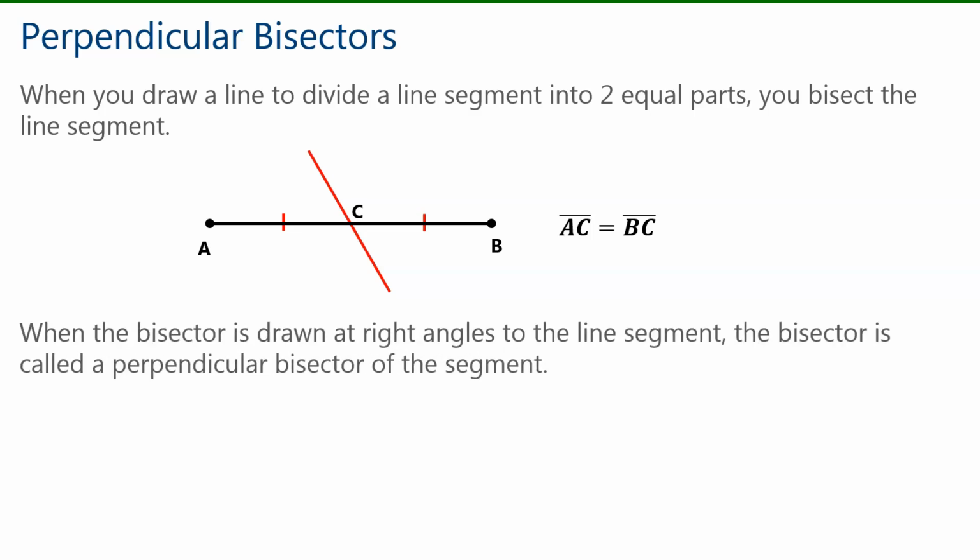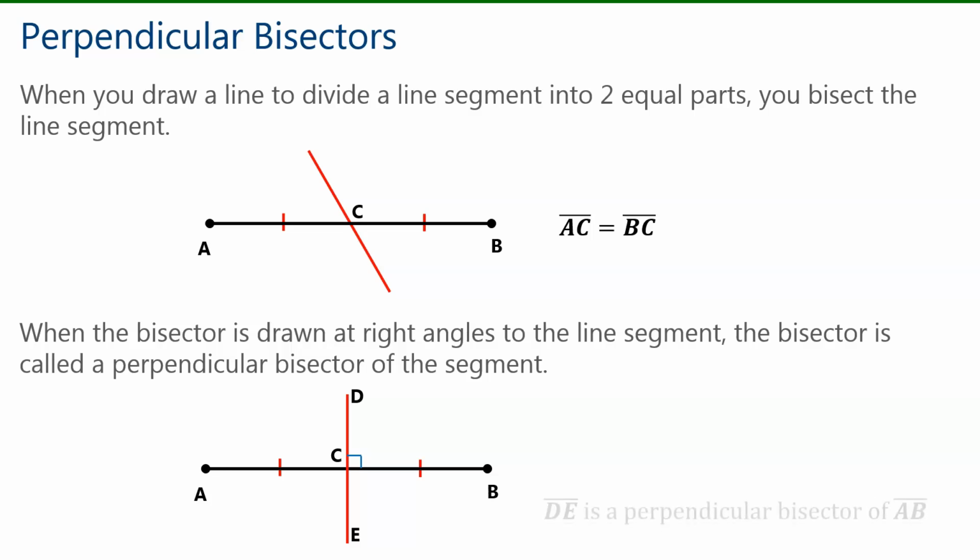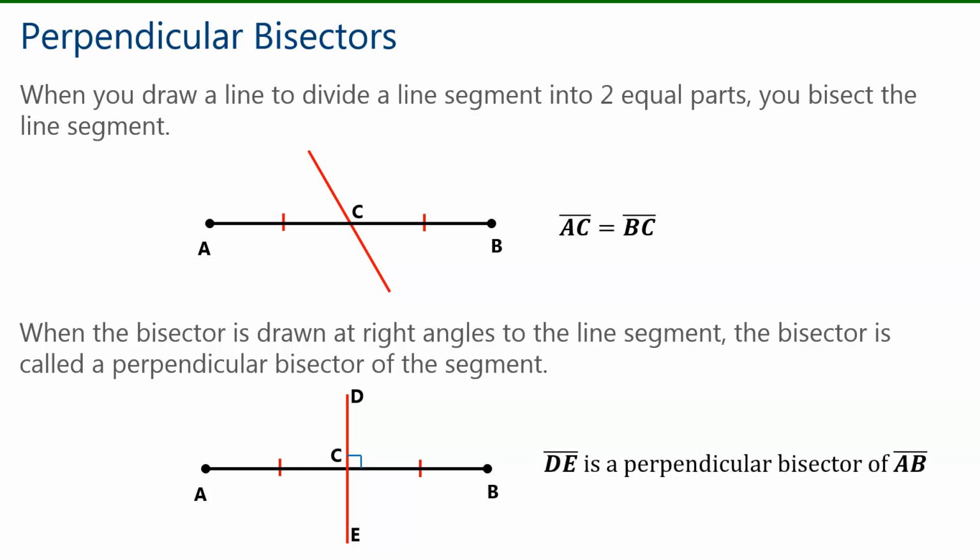When the bisector is drawn at right angles to the line segment, the bisector is called a perpendicular bisector of the segment. If we look at the exact same line segment, this time if we draw a line segment DE, and this intersects at C again, and we draw DE so that it is perpendicular to AB, we've created a perpendicular bisector. In this case, AC is equal to BC, and DE is perpendicular to AB, so we would say that DE is a perpendicular bisector of AB.